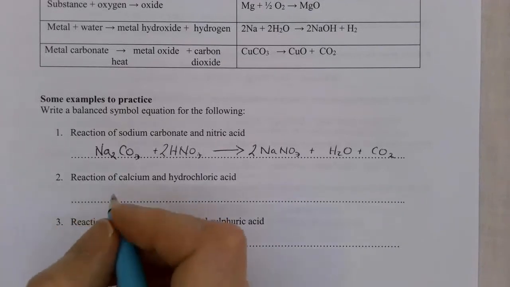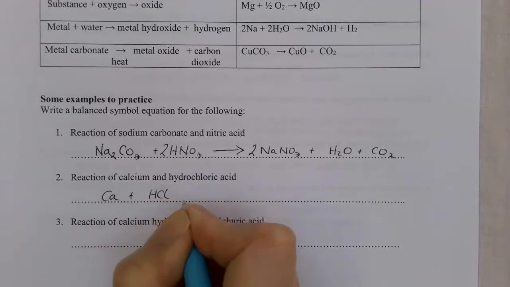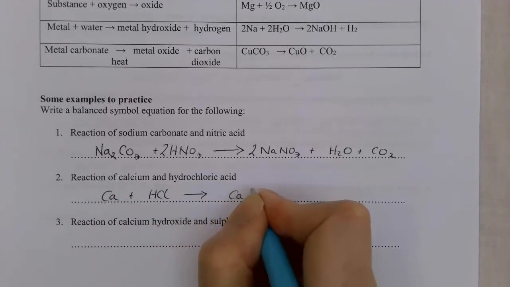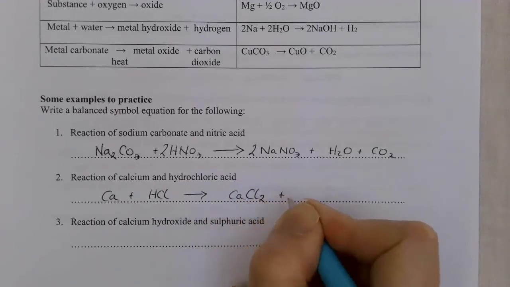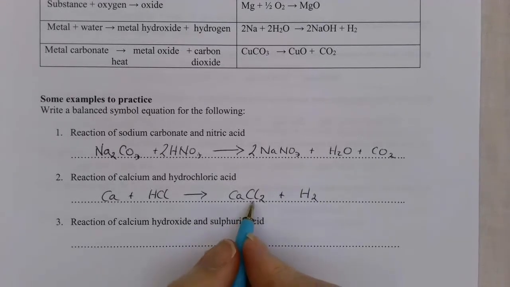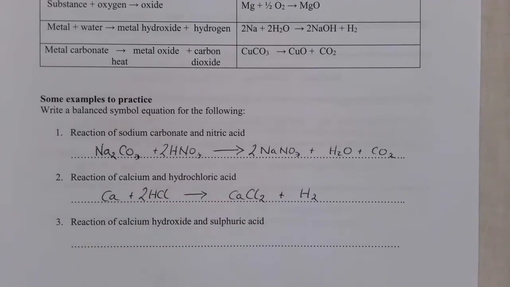The next reaction is calcium and hydrochloric acid. And again, this is going to make a salt, so that'd be CaCl2 and give off hydrogen gas. Again, I need to balance it. We've got 2 chlorides this side, so I need 2 that side.